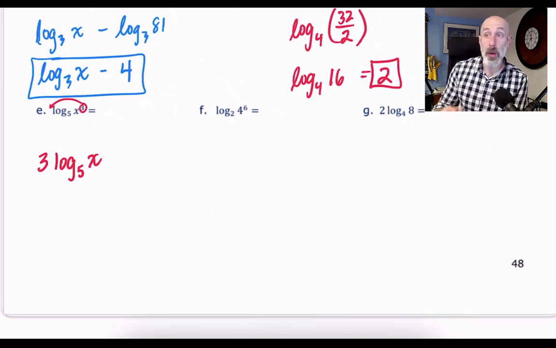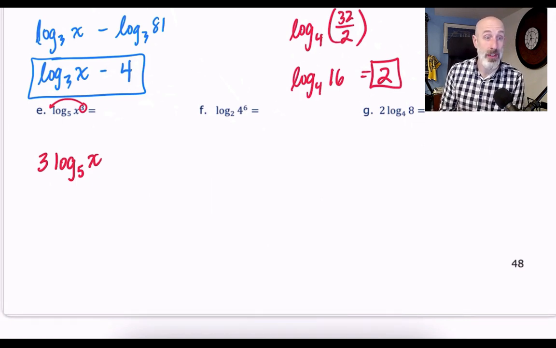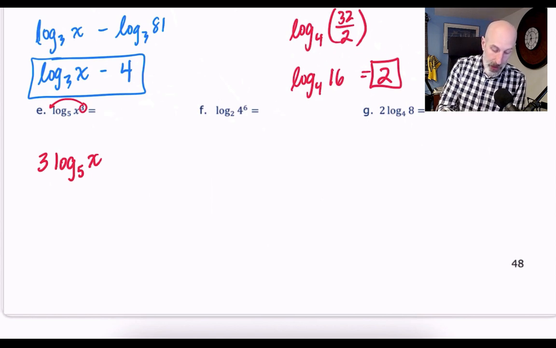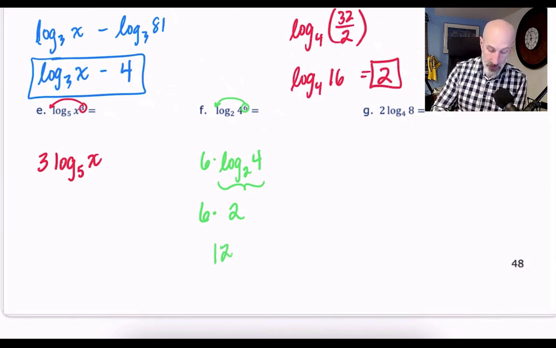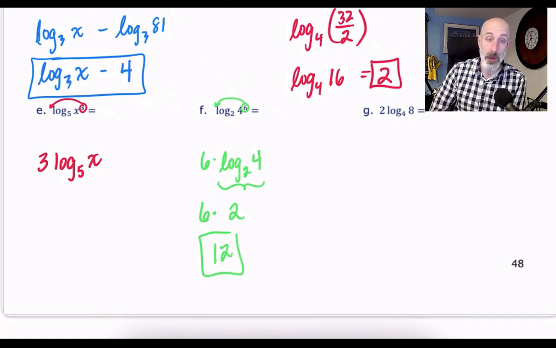I don't know what 4 to the 6th power is. I imagine it's a pretty large number. But if I use that same property and take that 6, bring it down to the front as a coefficient, 6 times log base 2 of 4. Now, I can simplify log base 2 of 4 to be 2. 2 to the 2nd power is 4. And then 6 times 2 is 12, and that simplifies really nicely.